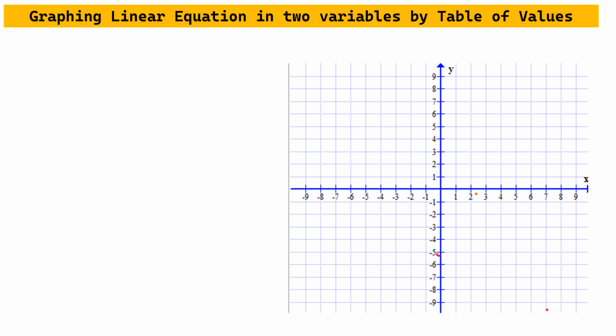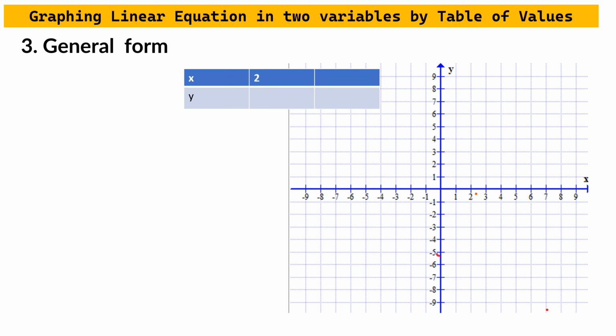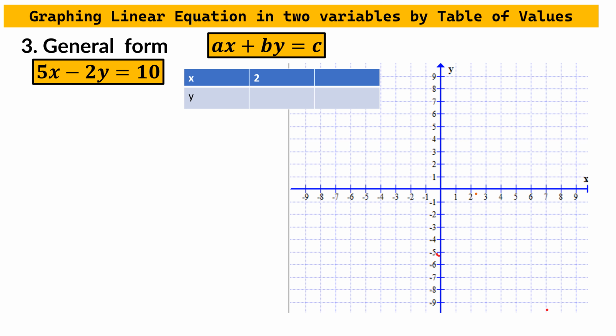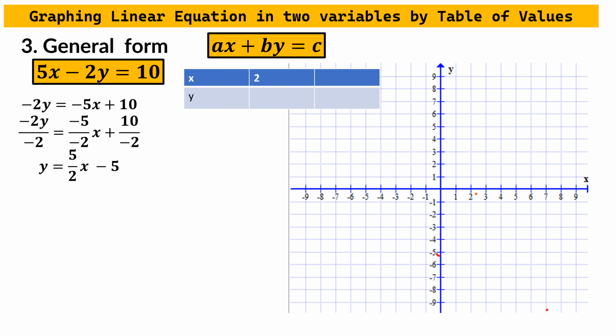Let us have the third form, the general form, which is represented by ax plus by equals c. Given the equation 5x minus 2y equals 10, this will be transformed to the slope-intercept form for an easier process. Thus, we have the y equals mx plus b form, and we will use this in getting the values of y. Suppose the value of x is equal to 2.